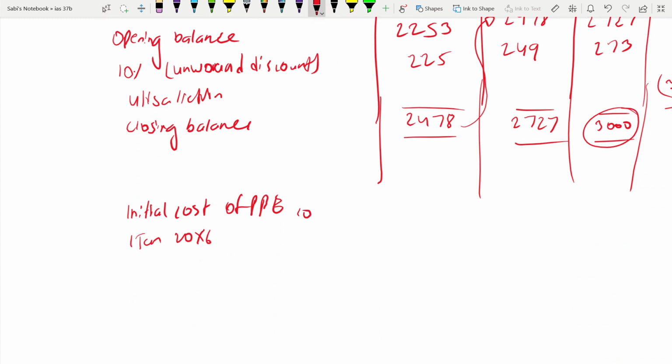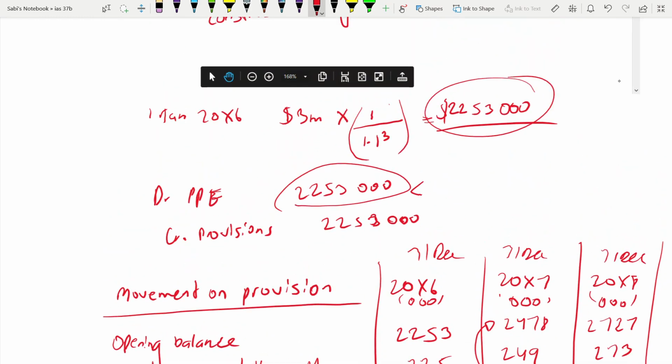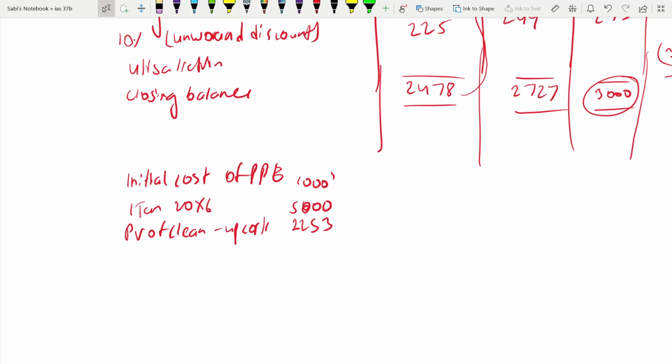We'll drop down the 3 zeros. It's 5,000. You add the present value of cleanup cost, which is 2253. This we found in the beginning. Remember, I told you to add this up with the initial cost, and the total will be 7253. This will be the cost.